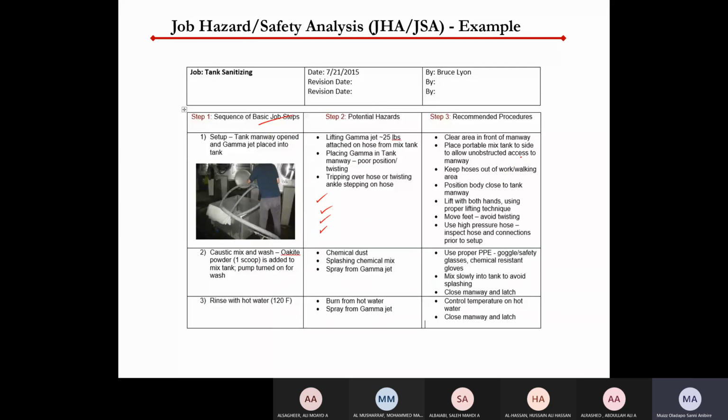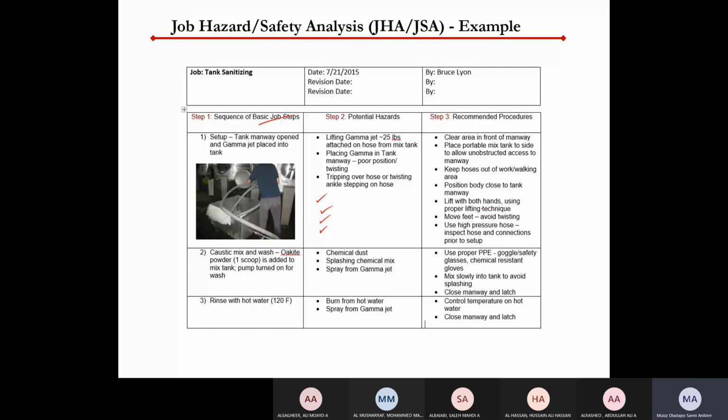And what are the recommended procedures for this? Clear the area in front of the manway to allow you to effectively carry the cover or the lift hose. Place the portable mix tank to the side to allow unobstructed access to the manway. Keep hoses out of the working area. Position your body close to the tank manway. Also position yourself so that you don't trip or fall.